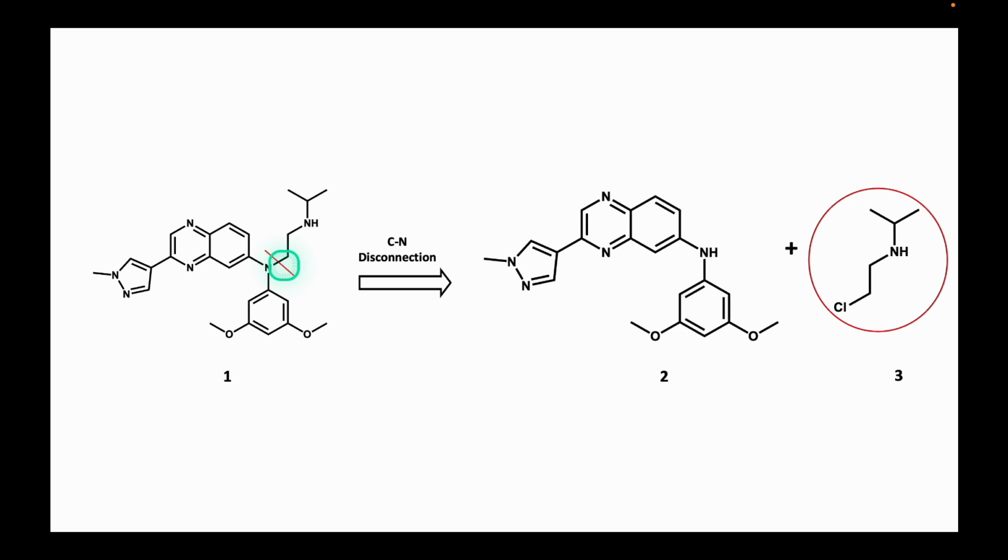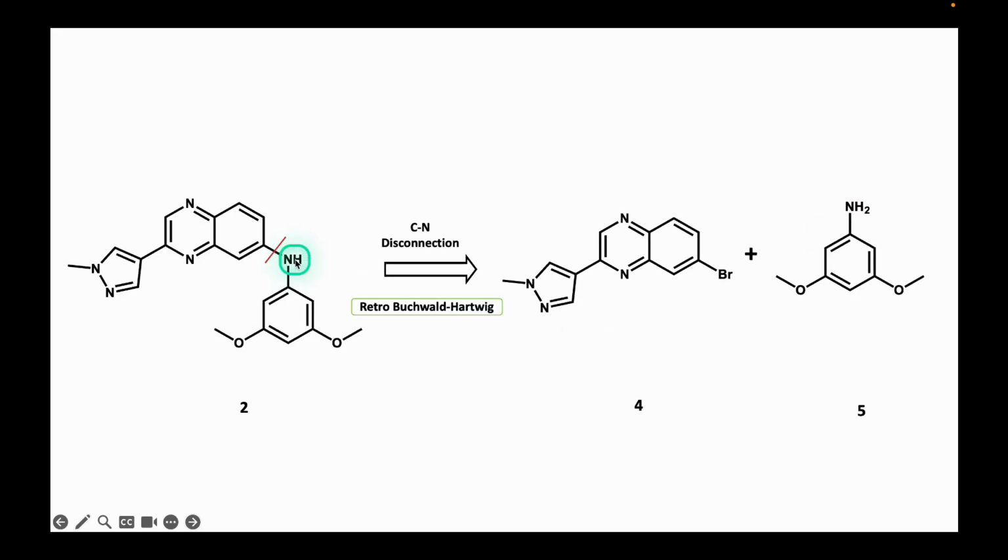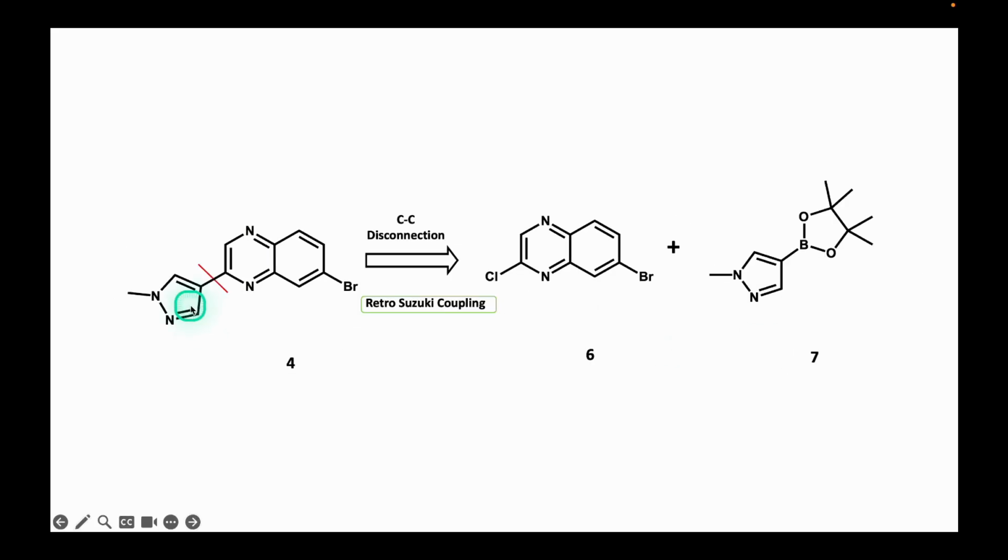Based on a nucleophilic substitution, it produces aniline 2 as a precursor and chlorothalonine 3 as a raw material. The amino group in 2 acts as a retrone and a second carbon-nitrogen disconnection, based on a Buchwald-Hartwig reaction, leads to the brominated quinoxylin 4 and aniline 5. The pyrazole ring can be attached to the quinoxylene ring using a Suzuki-type cross-coupling. With this idea, a carbon-carbon disconnection in 4 generates the dehalogenated quinoxylene 6 and the boronate 7.